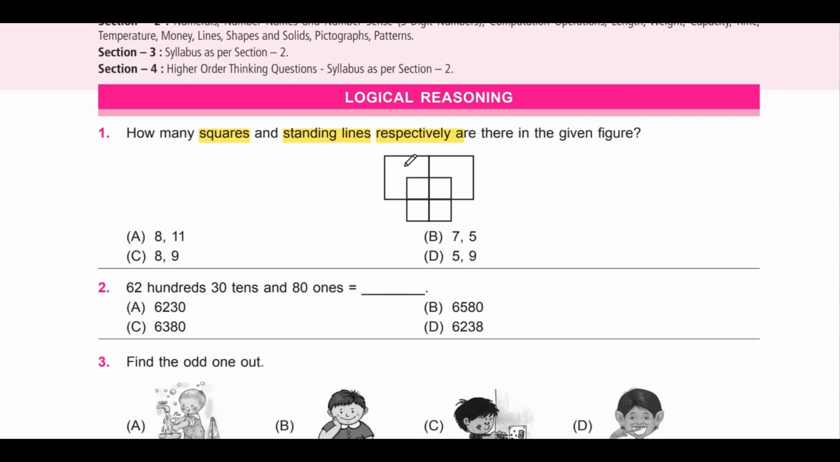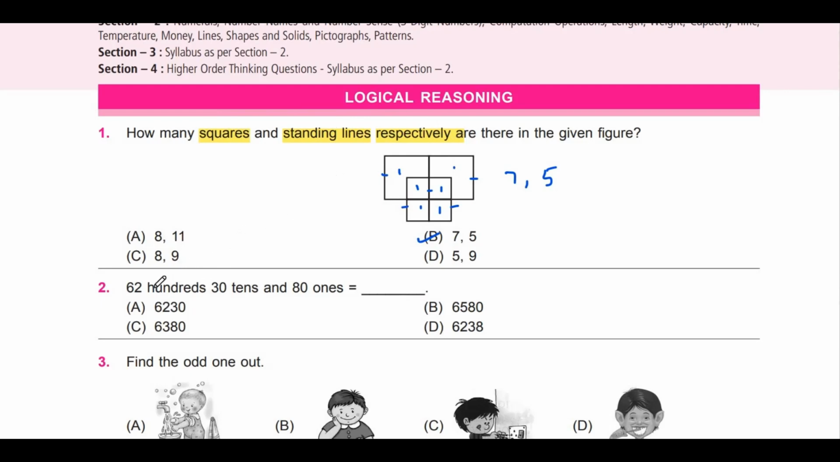Let's see how many squares are there. We have this square 1, this is 2, and the big square will be 3, and the smaller ones, let's count, 4, 5, 6, 7. So we have 7 squares, and now let's see the standing lines. We have 1, 2, 3, 4 and 5. We have 5 standing lines. So first we had 7 squares and then 5 standing lines. Let's see which is the right option. Yes, B is our right answer. Isn't it easy? Whenever we have the word respectively, the first item comes first and then the second. It has to be in order. You can't change the order.